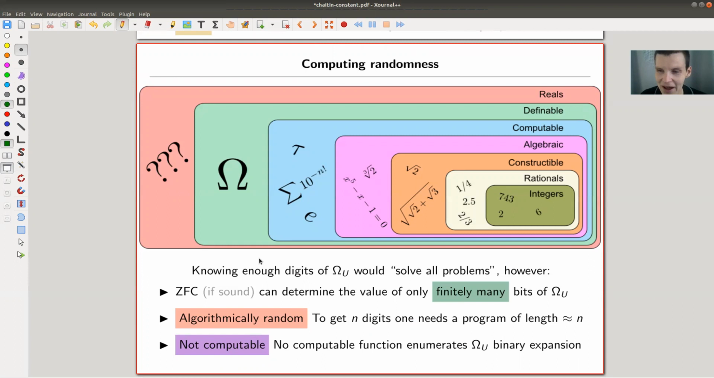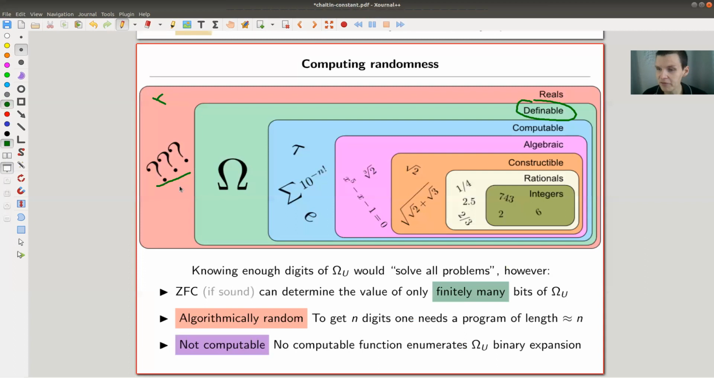And the formal way of making this precise is as follows. This omega is what is called a definable number. That's the weakest notion you can expect from a number which is not completely random. So everything outside here, well, this illustration says it very nicely. We don't have an example here because, well, these numbers are not definable, so I can't even write down an example.